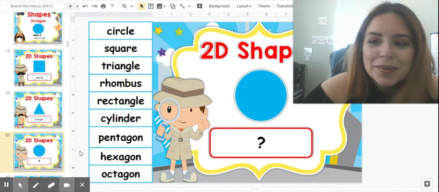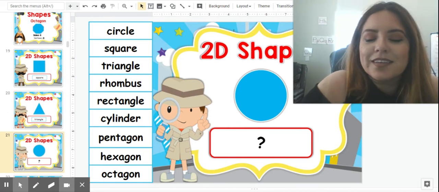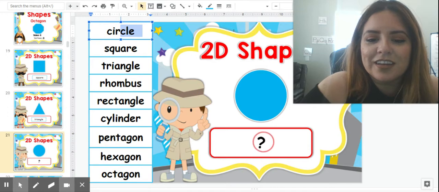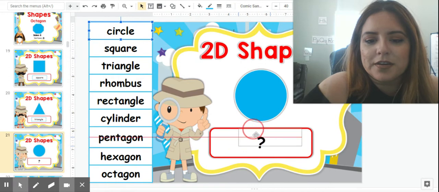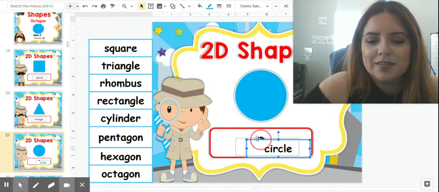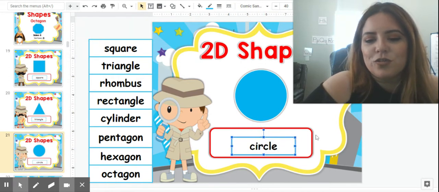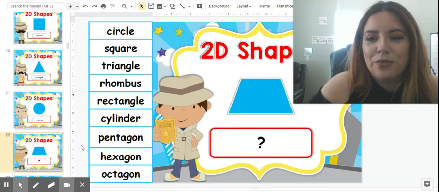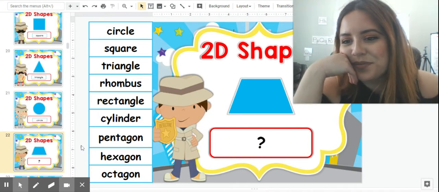Okay. What's this one called? Oh, easy peasy. This is a circle. The circle doesn't want to come. Circle. Okay, let's check our next shape. Oh, what is this one called?